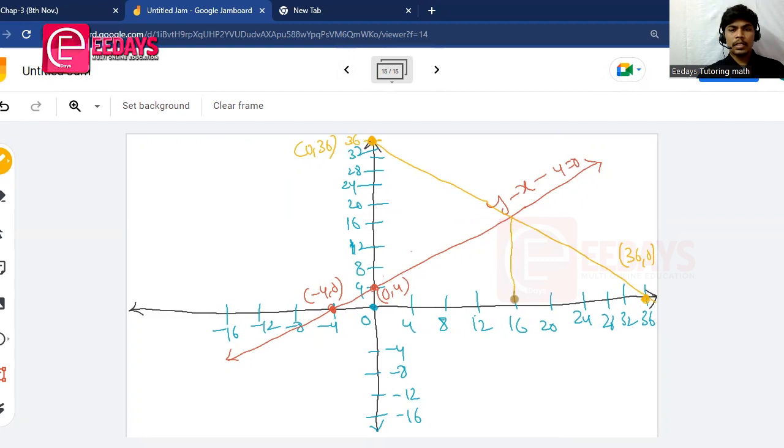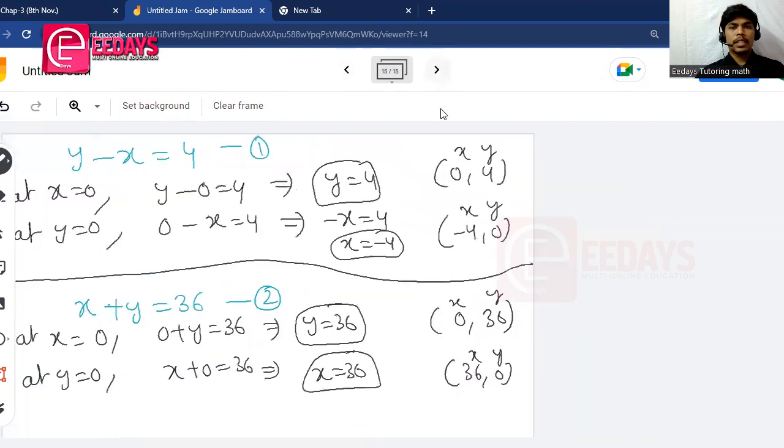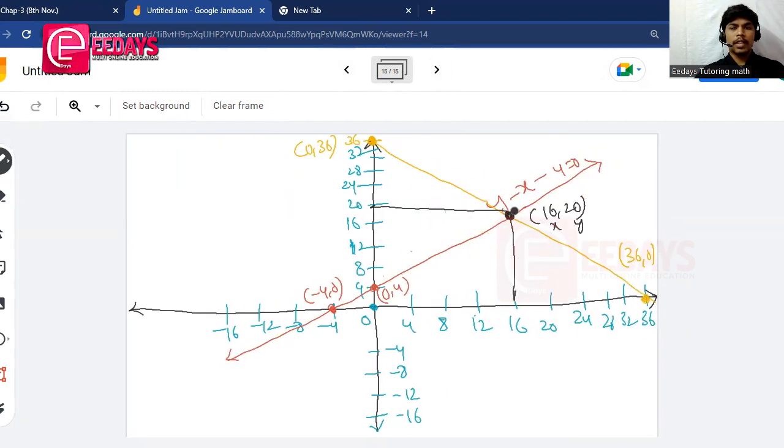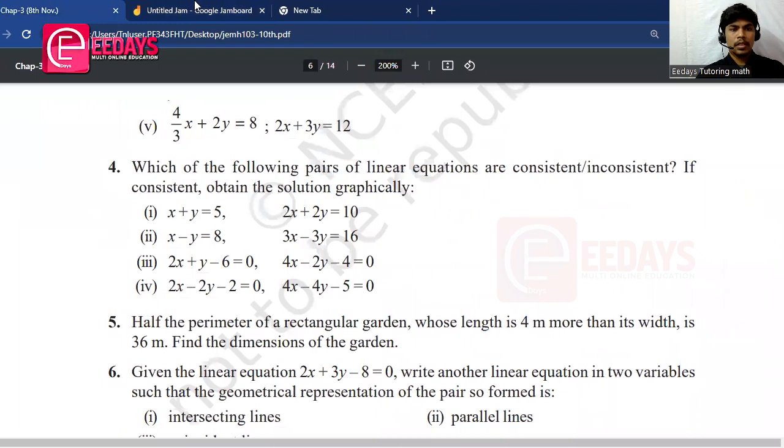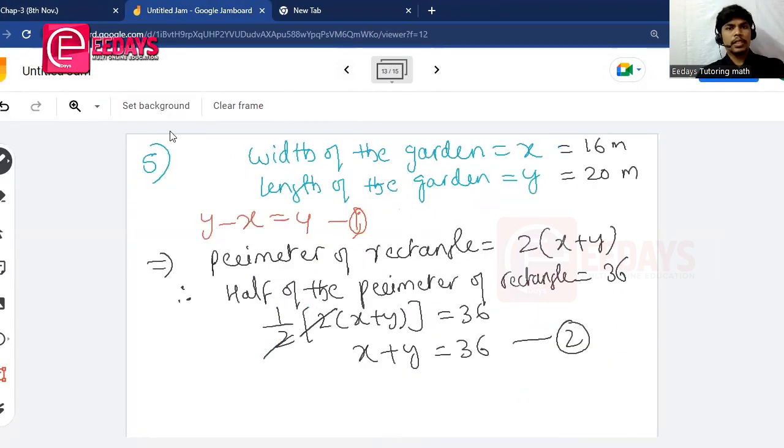If we draw till 16 and 20, approximately it is 20. Since we are taking a raw graph, we have to take an approximate value. So let's take 16 comma 20. Here x is equal to 16 and y is equal to 20. They are meeting at this point. So previously, the width of the garden we took as x, that is 16, and y is equal to 20 meters. Meters or centimeters in the question? Meters. All right.